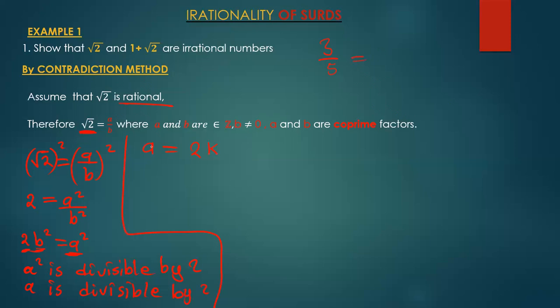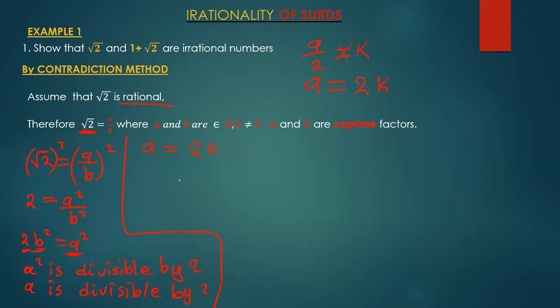Now, since this a is just a variable, I don't know what this number is. So if I divide a by 2, I'm going to get a number which I don't know. I'm calling that number k. If I cross multiply, I'm having a is equal to 2k. So this is the statement which I've written here.